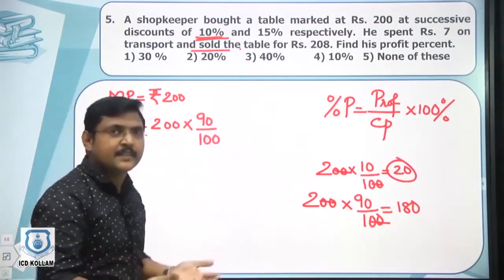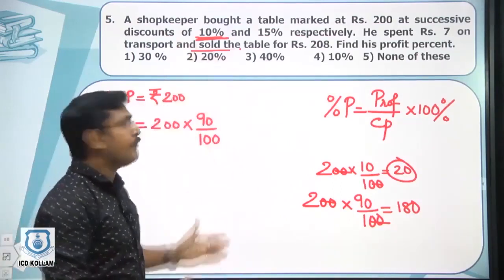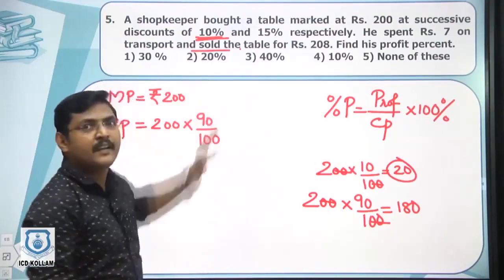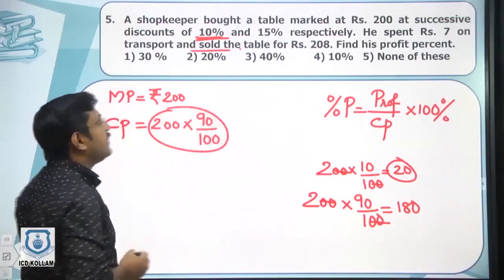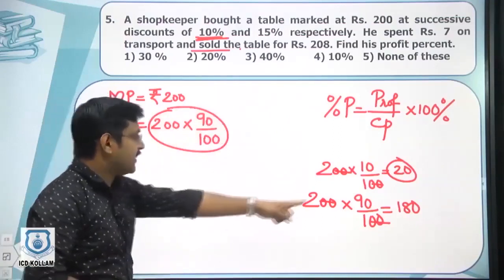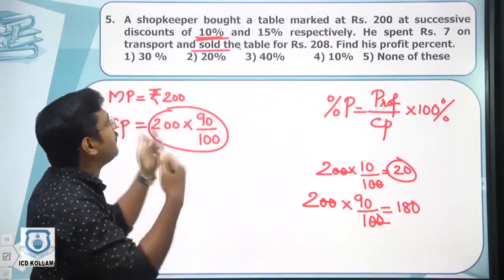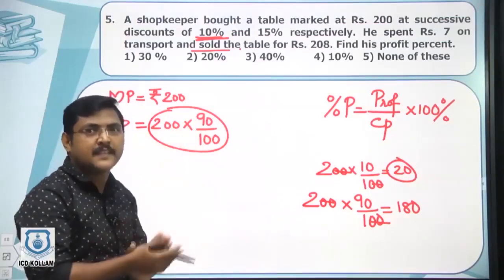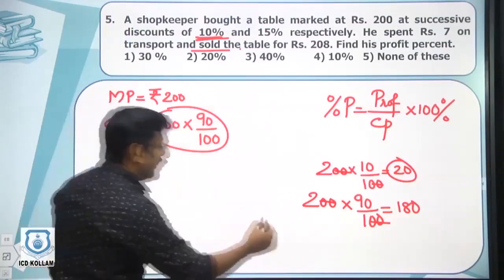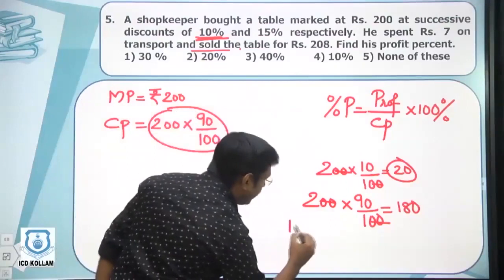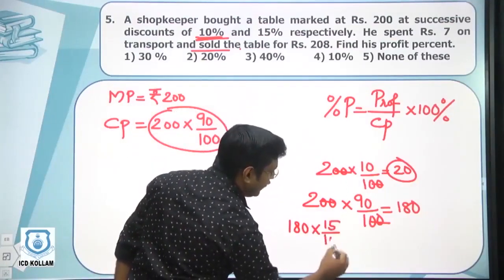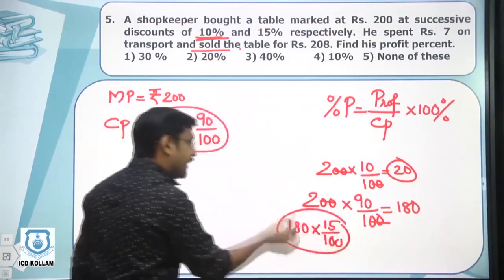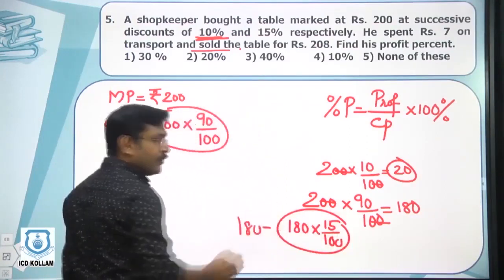Since it is successive discount, again he is applying 15%. After applying that 10%, again he is applying 15%. So this is the value after applying 10% discount. That is 180, right? After that, again he is applying 15% discount. Here also I am applying the same technique. Of course, we can find, since this is 180, first we should find 15% of 180. After finding that, we should subtract this from 180 to get the value.